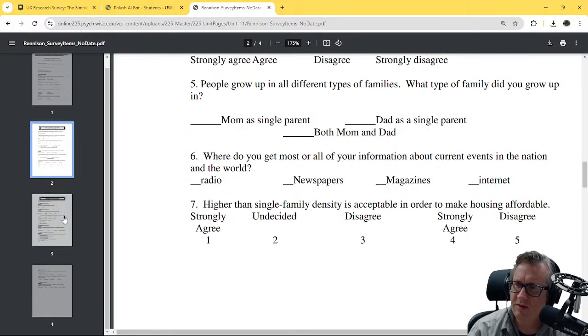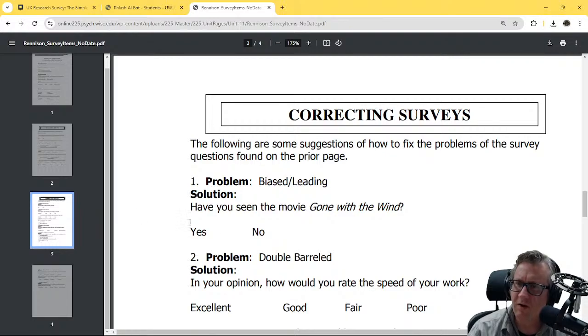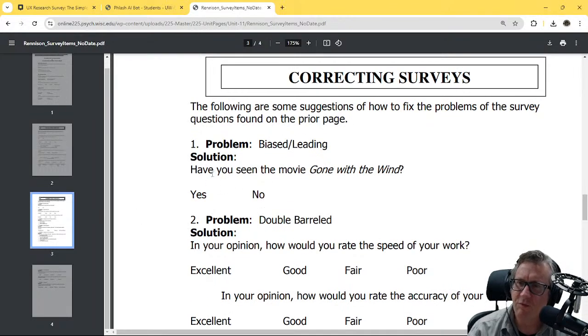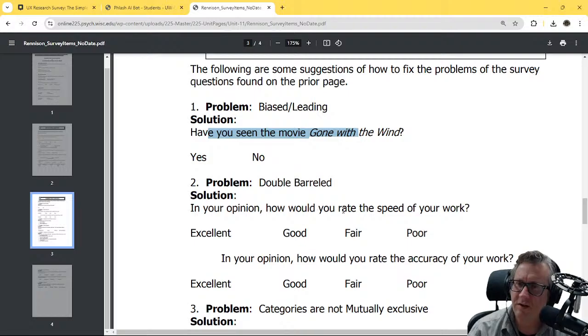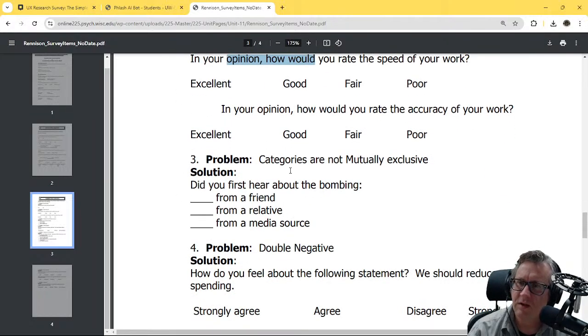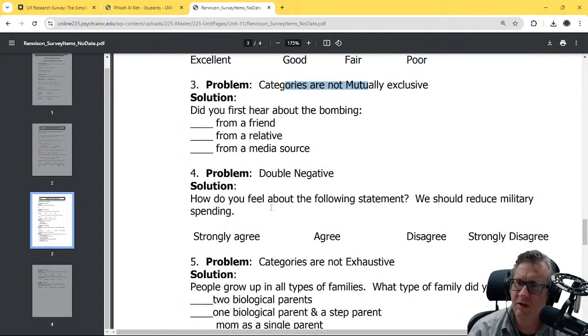Yeah, so there's some tricky ones in here. Oh, here we go. Have you seen the movie Gone with the Wind? Right? Okay, good. So breaking those questions up into two categories that are not mutually exclusive. Did you hear about the bombing from a friend, a relative, a media source? So I was getting there. So that was categories are not mutually exclusive.